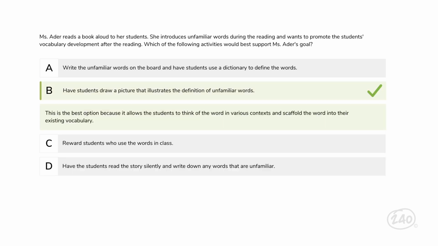This is the right answer because it allows the students to think of the word in various contexts and scaffold the word into their existing vocabulary. For your next course, I'll be serving you a reading passage with a side of an interpretation question.